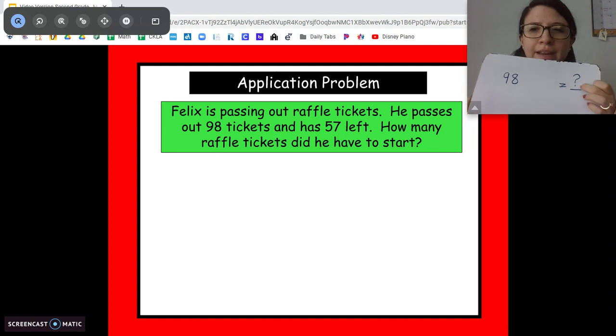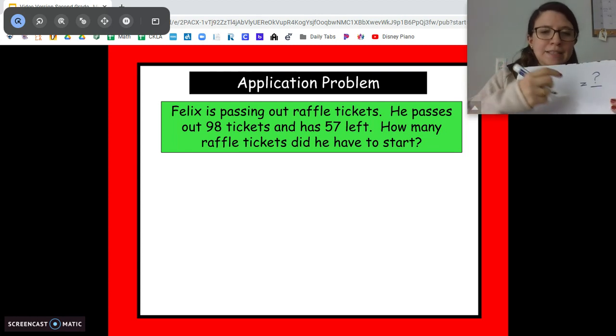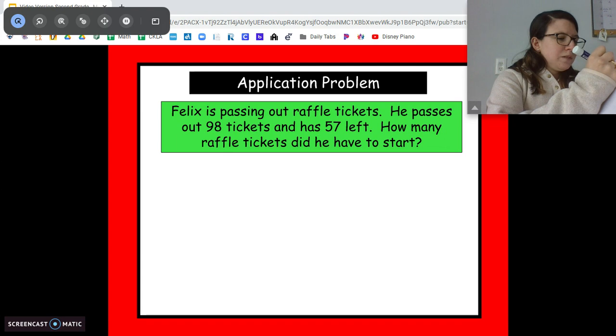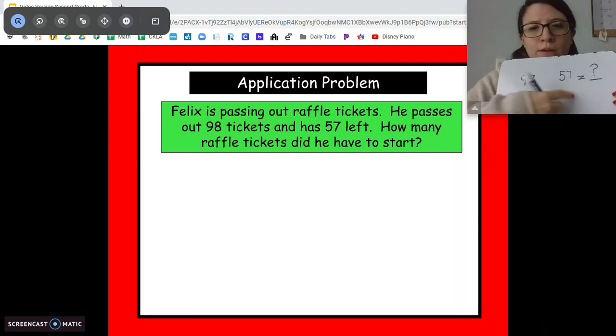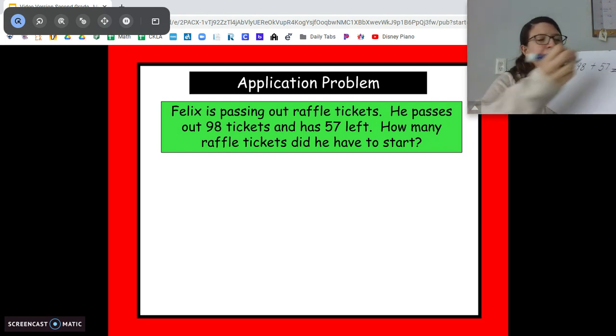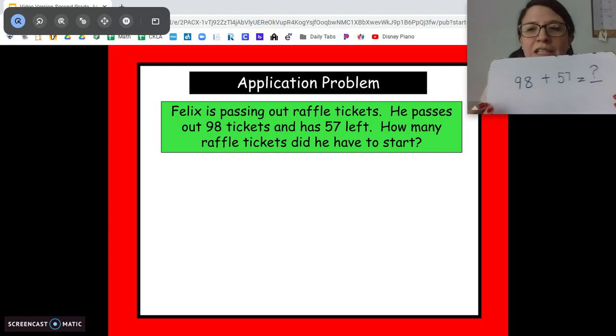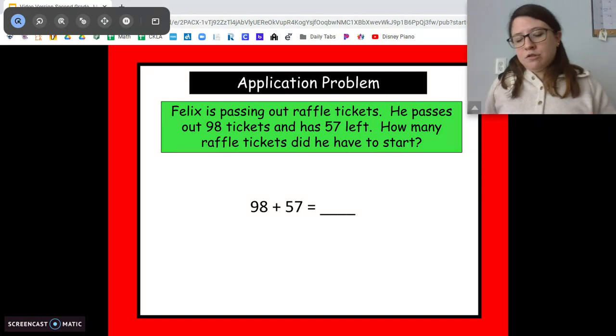That's our total. So I'm putting an equal sign there because I know that's going to be what we have all together. So he passed out 98, and he still has 57. So what are we going to have to do to these two numbers to figure out how many he had at the start? Good. We're going to want to add them together because we want to figure out how many he had to begin with, how many he had all together at the beginning. So I want you to try that on your own and come back when you get the answer.